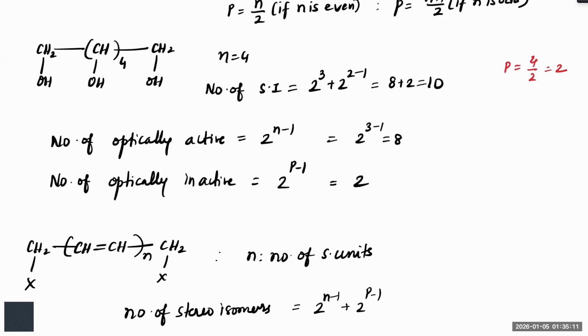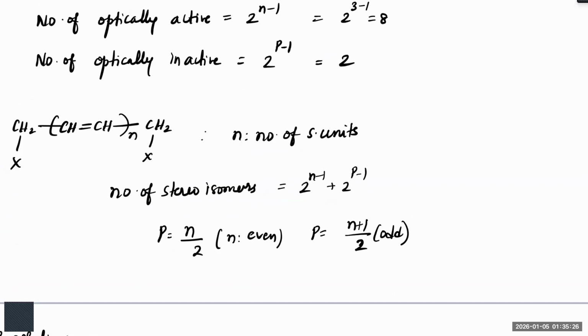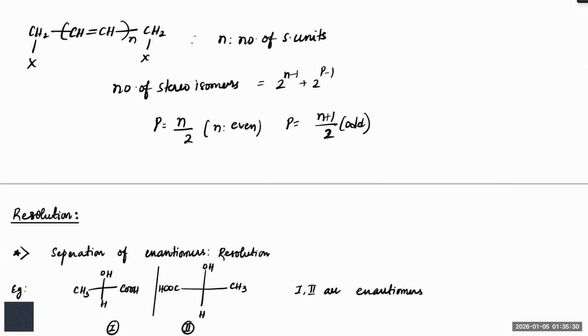Clear? The same logic applies even when you have a double bonded group. That means to identify geometrical isomers. So 2 raised to power of n minus 1 plus 2 raised to power of p minus 1. So p is n by 2 if it is even, n plus 1 by 2 if it is odd. Okay, so this is a typical formula that is to be used.